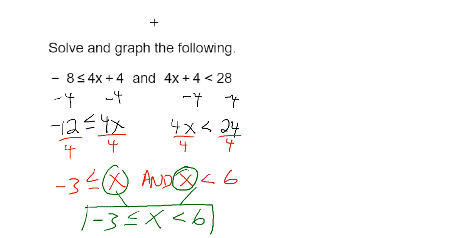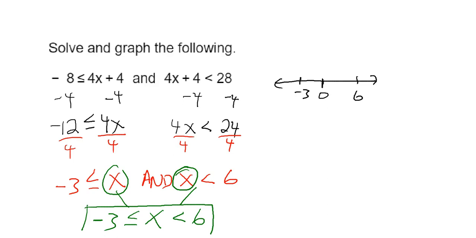And what we're going to do to find the solution set as a graph and to write it as an interval is graph both of these on the same real number line. So we have 0, we have negative 3, and we have positive 6.